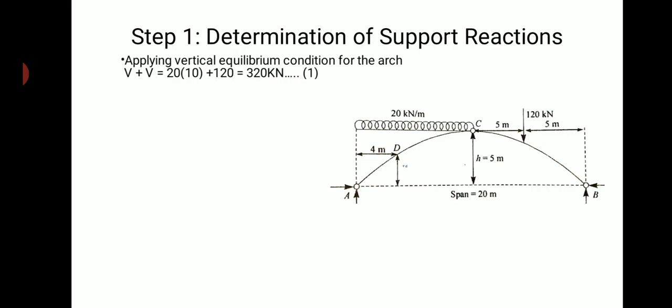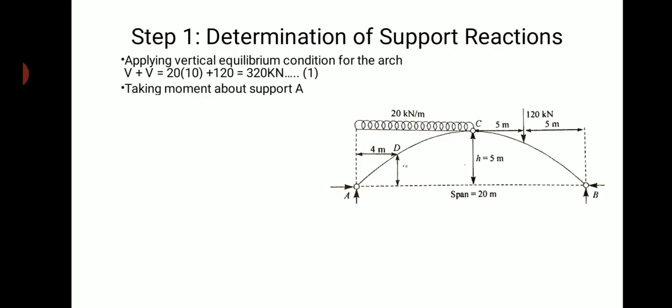So VA plus VB is equal to 20 into the span over which the load is acting, which is 10 meters. So 20 into 10 plus 120 is the total load acting. The 120 is in kilonewton itself, so there is no need to multiply with the span. You take it as it is, 120 kilonewton. Therefore VA plus VB is equal to 320 kilonewtons.